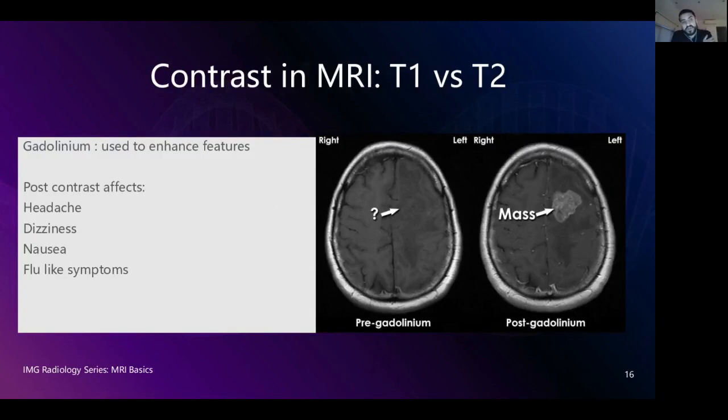And some post-contrast effects, it can cause headache, dizziness, nausea. Sometimes patients complain of flu-like symptoms. And they may also say that, for example, they feel like going to the toilet to pass urine, but there's various different ways that they can present after having gadolinium injection, which is intravenous.